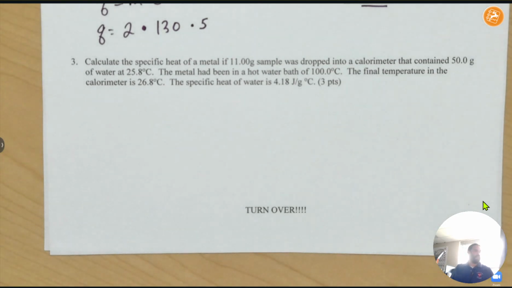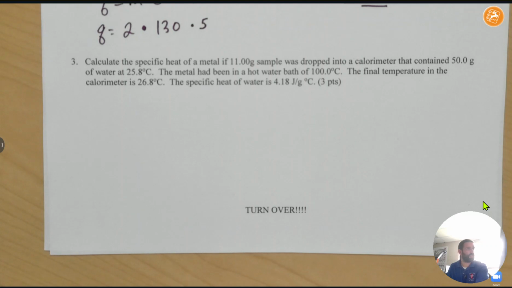Okay, so number 3. We're kind of out of focus here. Let's see what we can do. I guess that's as good as it's going to get.